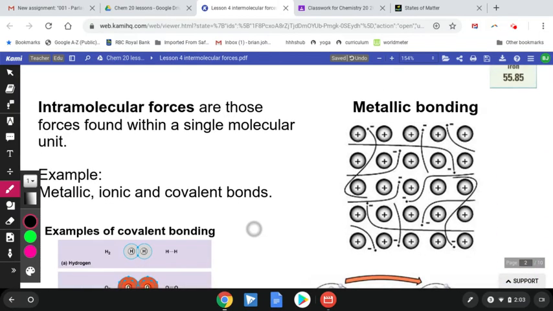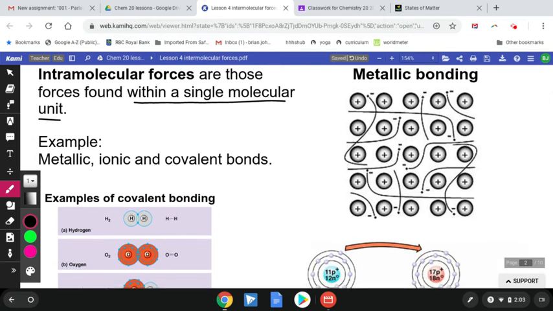Okay, intramolecular forces, those found within a single molecular unit. And there's 3 types that you have to remember. Metals have intramolecular forces. Ionic compounds have intramolecular forces. And so do covalently bonded molecules. The metallic one is a little strange.